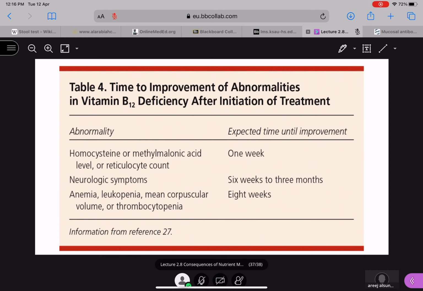How long will it take after the treatment for the symptoms to resolve? If you have only anemia, it will take 1 week. If you have neurological symptoms, it will take 6 weeks. The longer duration for symptom resolution will happen in anemia, leukopenia, or thrombocytopenia, which may take up to 8 weeks because it needs to replenish the bone marrow.